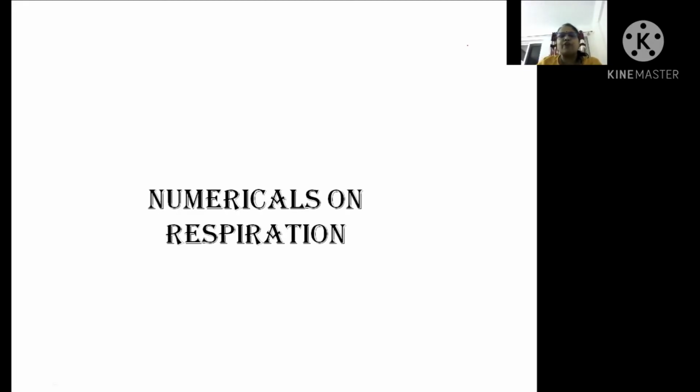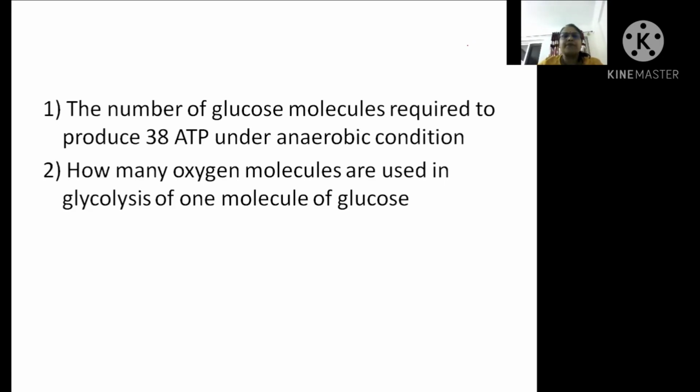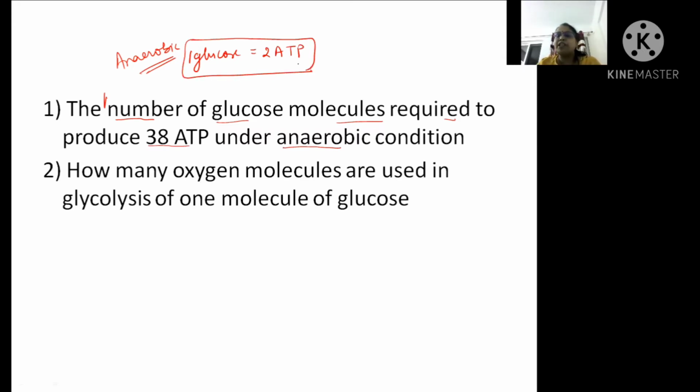In this video, we are going to solve a few numericals based on respiration. Now see, the first question is about the number of glucose molecules required. How many glucose molecules are required to produce 38 ATP under anaerobic conditions? You know very well, under anaerobic conditions, one glucose gives rise to only 2 ATP, because they are only doing glycolysis, and after that they go for fermentation, in which the NADH which was produced is used back.